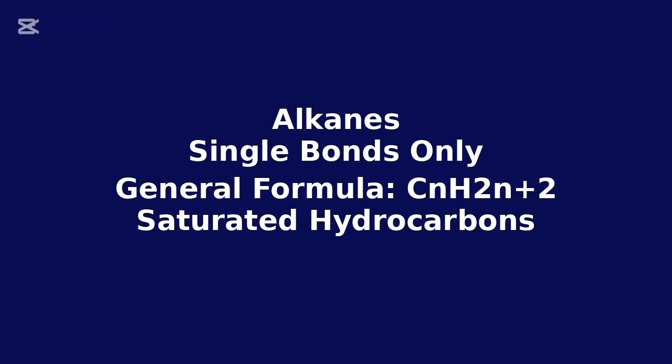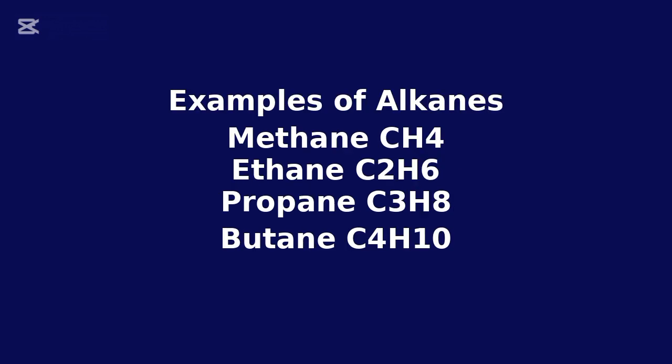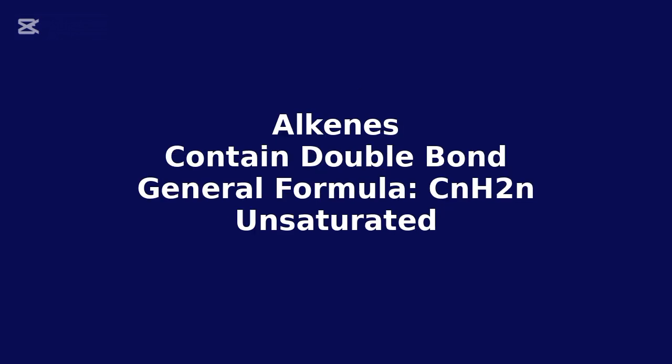Alkanes, they have single bonds. They have a general formula CnH2n+2. Alkanes are also saturated hydrocarbons. Examples of alkanes, we have methane, CH4, ethane, C2H6, propane, C3H8, and the likes.